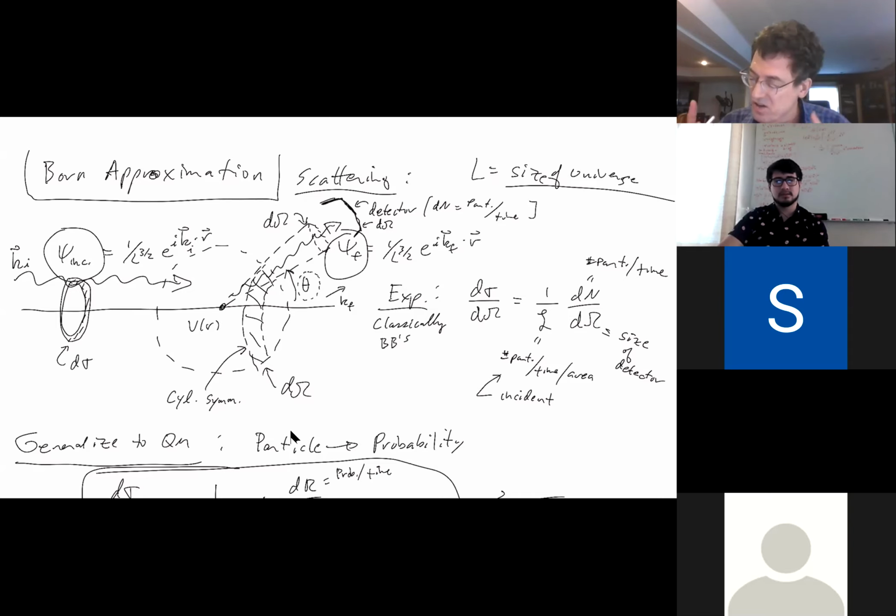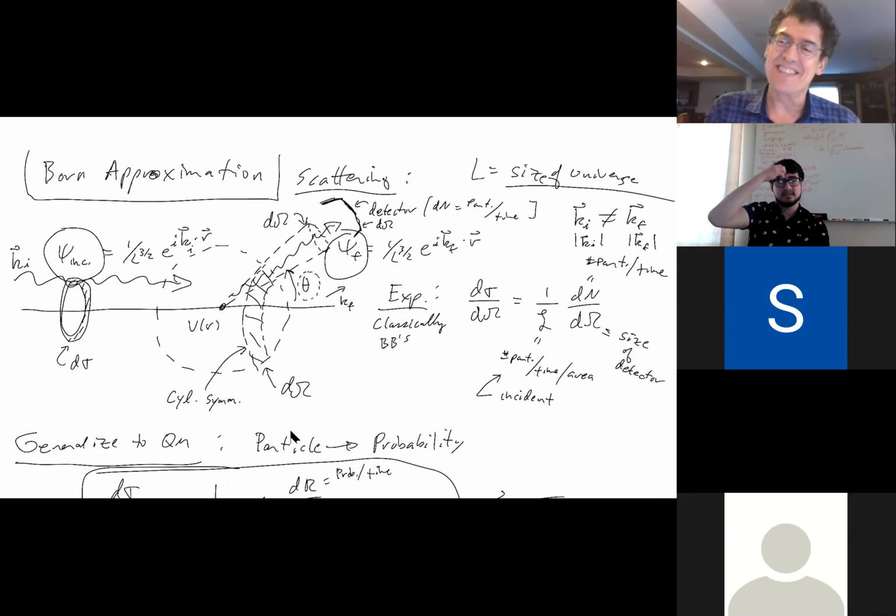But the thing to notice is that k initial, which I'm writing up here in the upper right hand corner, does not equal k final, because k initial is this way and k final is that way. But what about the relationship between their lengths? What can you tell me about the relationship between their lengths? Are their lengths equal? Yes or no? Yes. Why? Conservation of momentum?